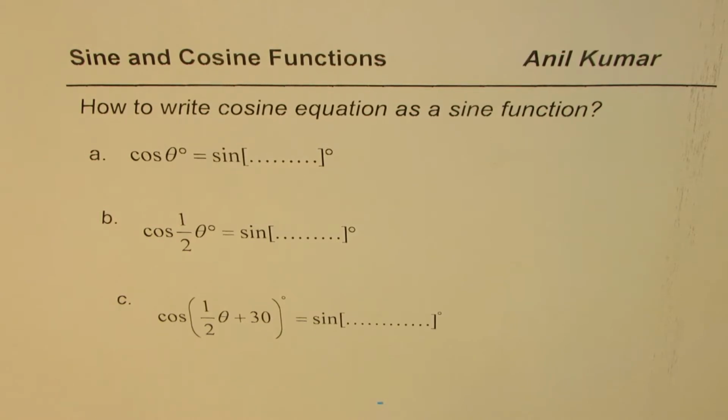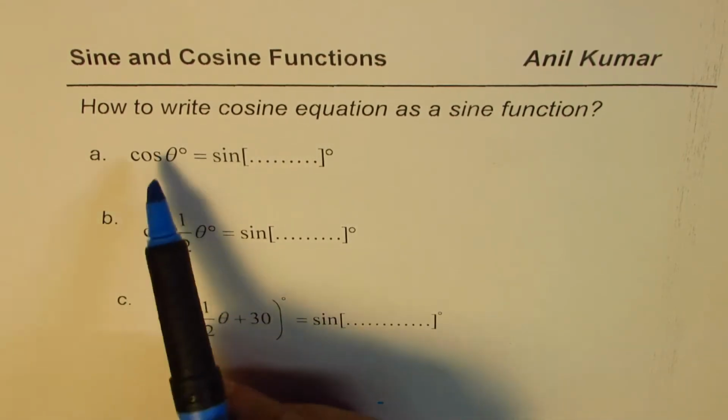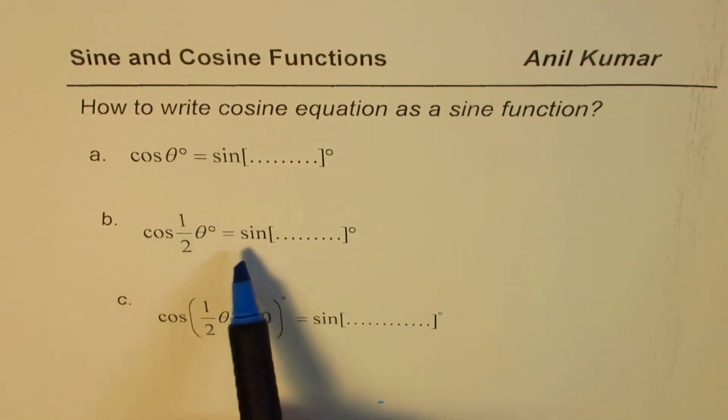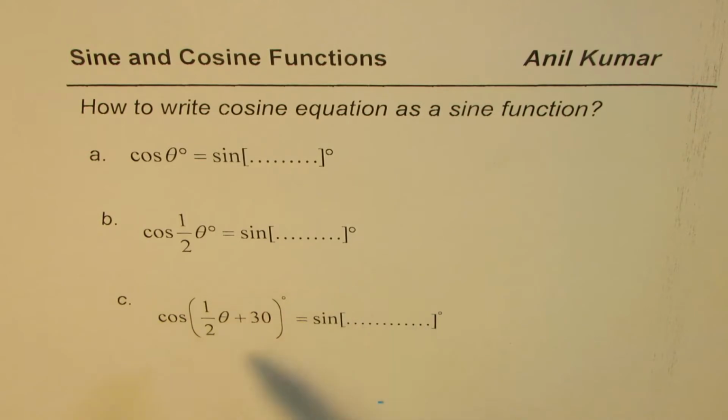The question here is how to write cosine equation as a sine function. We have three examples to consider. The first one is cos theta equals sine of what? Cos of half theta equals sine of what? All are in degrees. And part C is cos of half theta plus 30 degrees equals sine of what? You can always pause the video, answer the question, and then look into my suggestions.